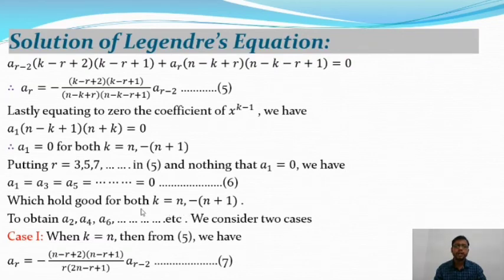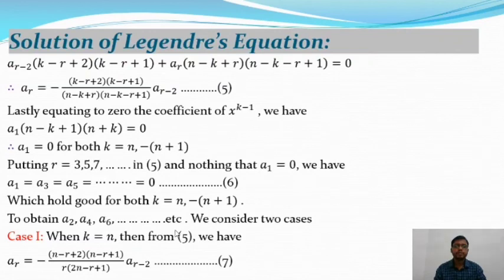Now we are going to find the coefficients a2, a4, a6, that is the even coefficients of a, and we consider two cases here. So case number 1, when k is equal to n, then from equation 5 we'll get ar is equal to minus of (n minus r plus 2) into (n minus r plus 1) by r into (2n minus r plus 1) into a(r minus 2). When we take k is equal to n, we'll get this one, and we can write it as equation number 7.